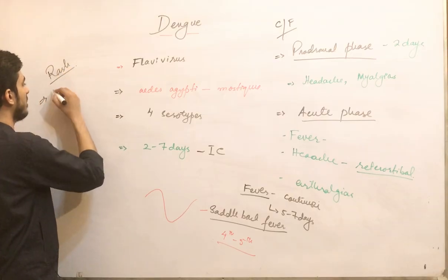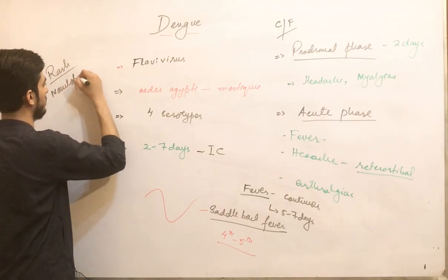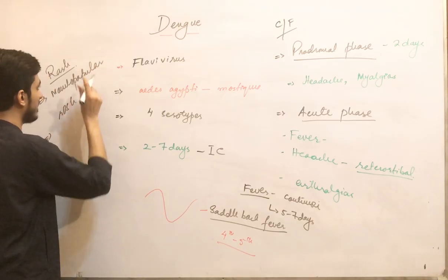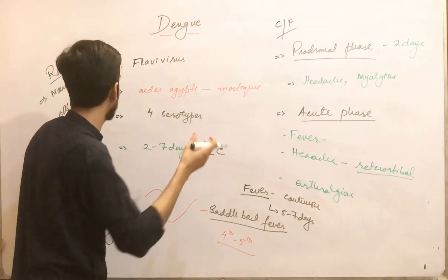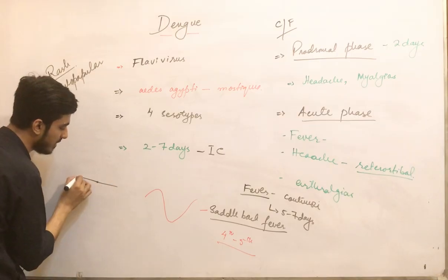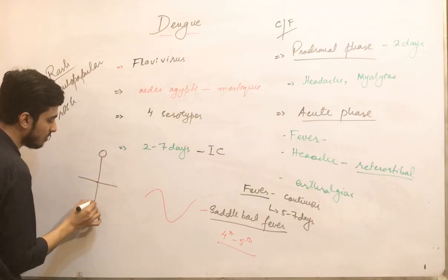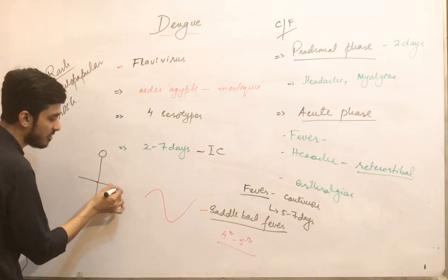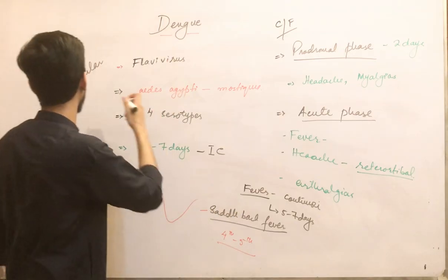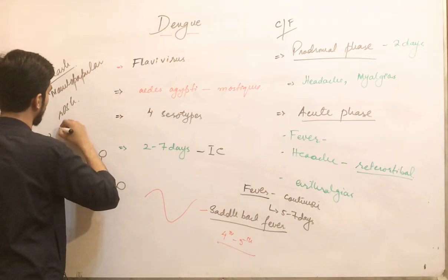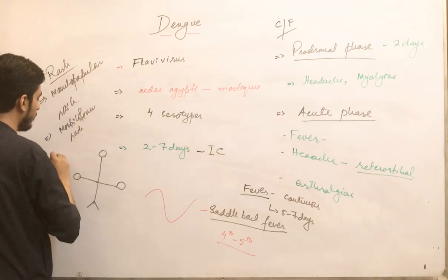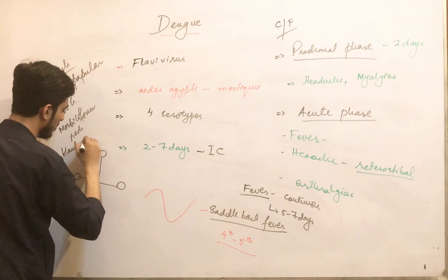Now what type of rash? The rash is basically a maculopapular rash, very similar to measles. This type of rash spreads centrifugally, meaning from the center to the periphery of the body, sparing the palms and the soles. Then we also have a morbilliform rash, a maculopapular morbilliform rash that blanches on pressure.